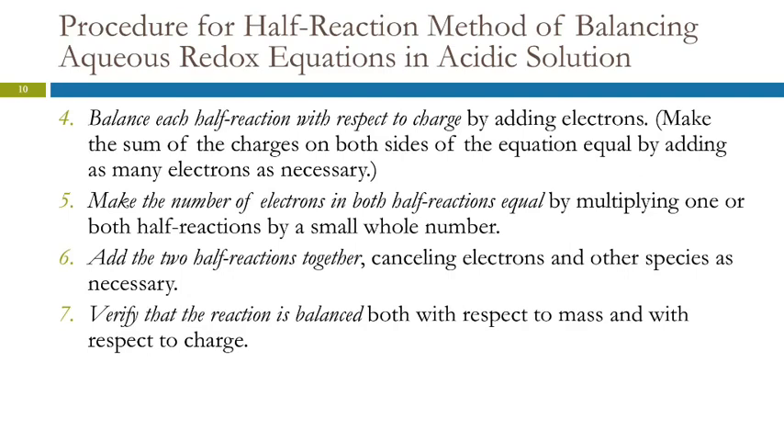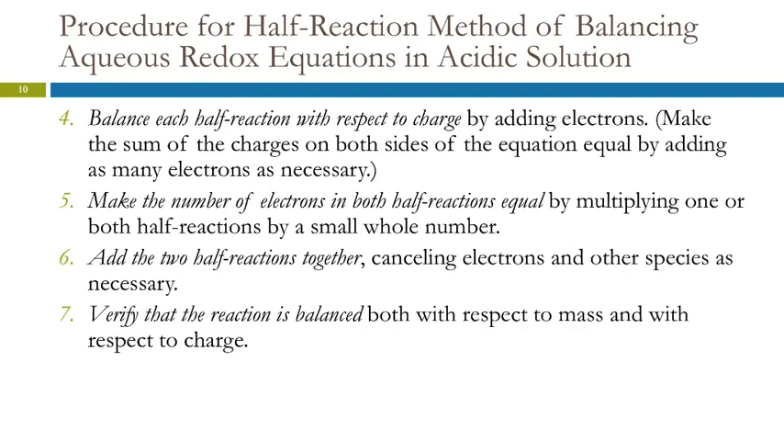Then you balance each of the half reactions with respect to charge by adding electrons. What we're trying to do is make each side of that reaction have the same charge. They don't have to be zero, but you can't start with a +2 charge and end up with a 0 charge. Overall, you have to have +2 and +2. So you add electrons, however many you need. Do that to both half reactions.